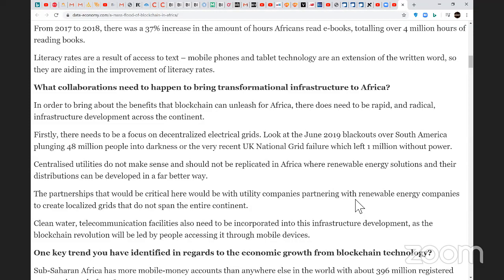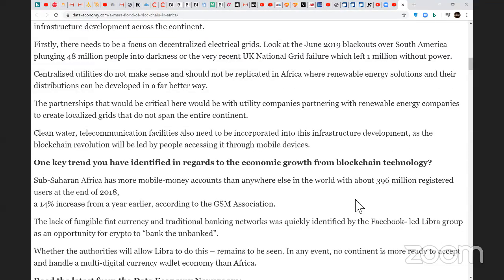What collaborations need to happen to bring transformational infrastructure to Africa? In order to bring about the benefits that blockchain can unleash for Africa, there does need to be rapid and radical infrastructure development across the continent. Firstly, there needs to be a focus on decentralized electrical grids. Look at the June 2019 blackouts over South America, plunging 48 million people into darkness, or the very recent UK national grid failure, which left 1 million without power.